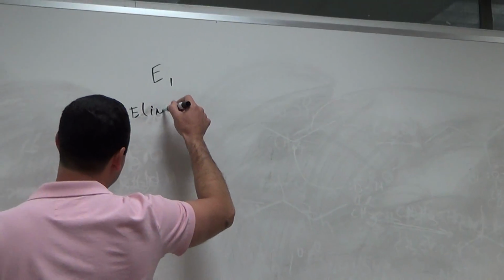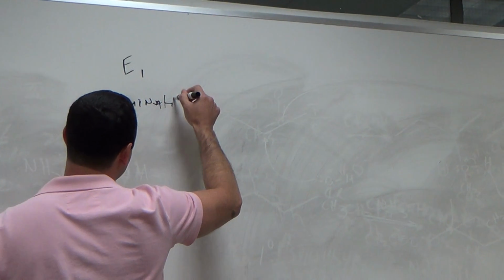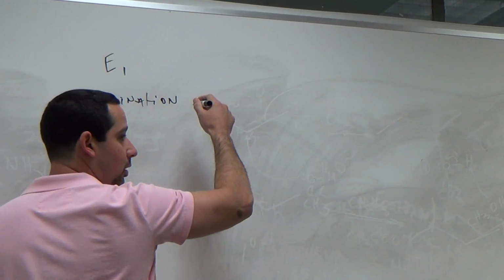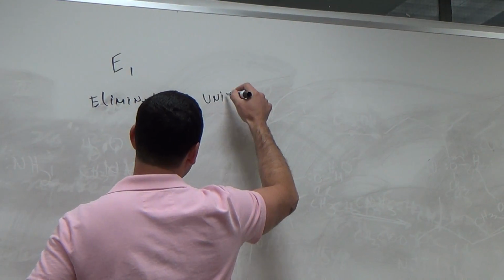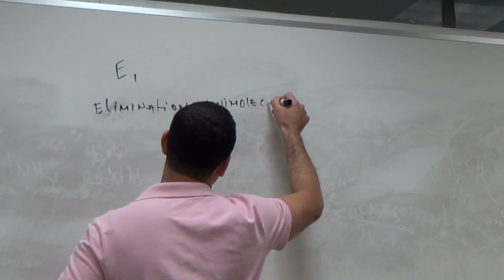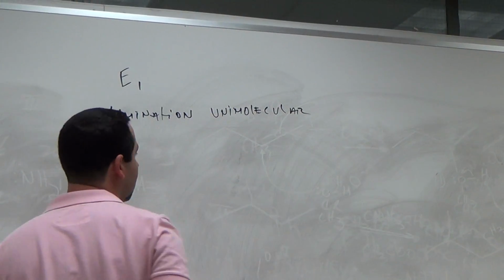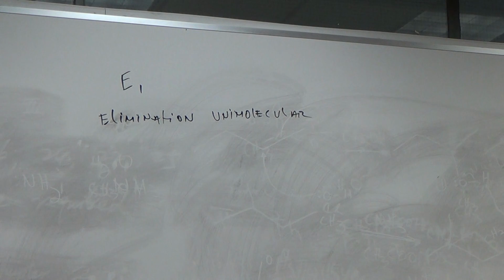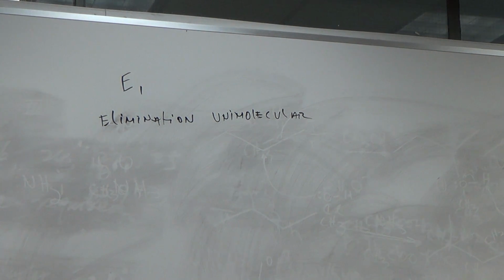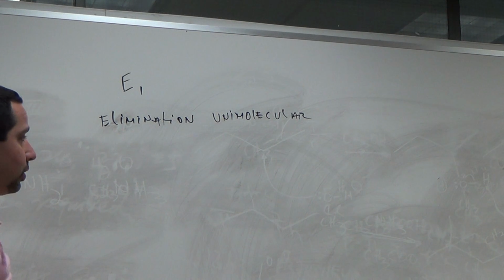E1. Guess what E1 stands for? Elimination. Elimination what? The first order. Unimolecular elimination. And this is like SN1, but instead of a substitution, it is an elimination.